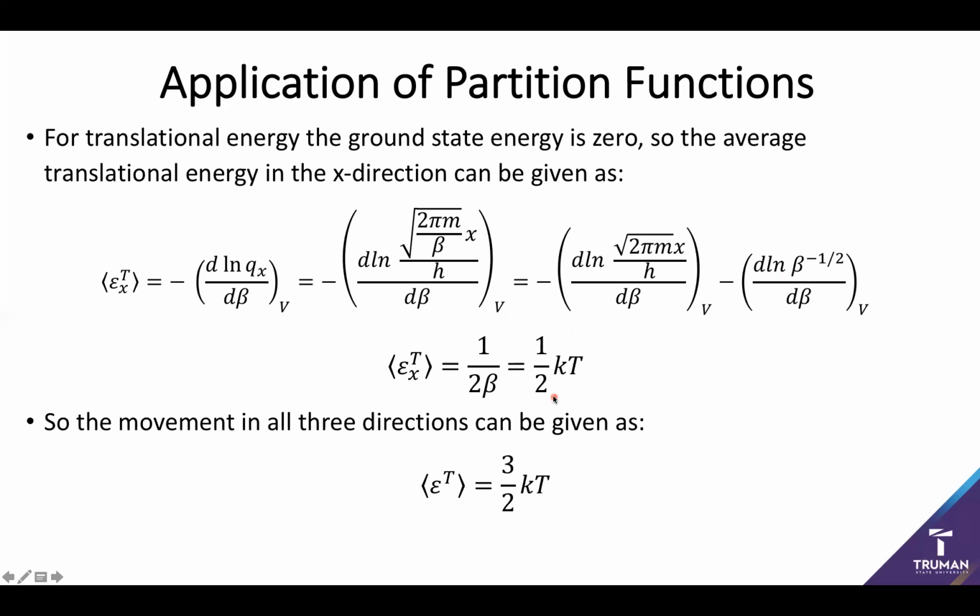So if I have movement in all three directions, x, y, and z, I can then just add these three components together, and my total translational energy is 3/2 kT. Again, per molecule. So on a molar basis, for the whole system, this gives us a total energy of 3/2 nRT. So if you wondered where this mysterious 3/2 nRT comes from, it turns out it comes from statistical mechanics.